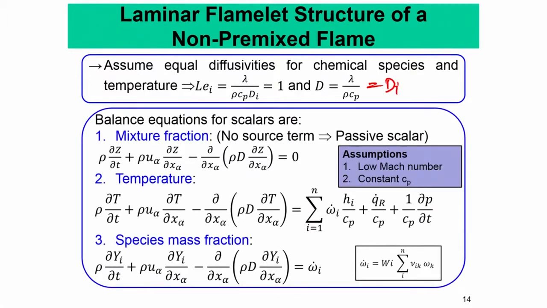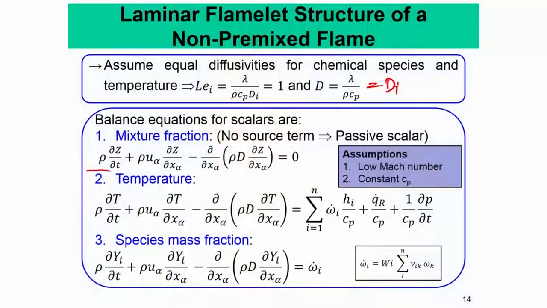Now, we have shown that using the different Y_i, we can obtain an equation for the mixture fraction, and this is the mixture fraction equation, which we have essentially averaged and found the Z tilde and the variance of Z. Now, of course, we can obtain a mixture fraction equation like this.